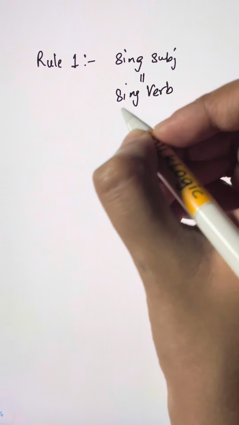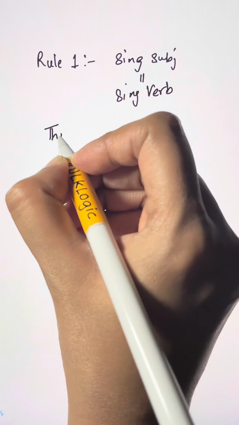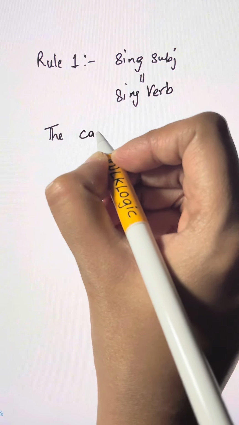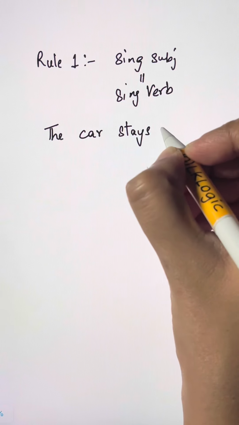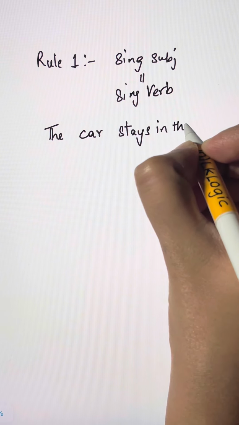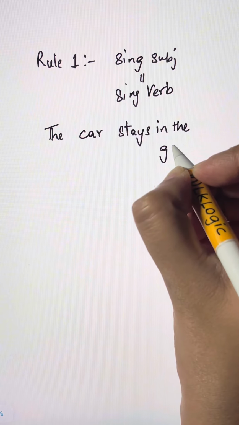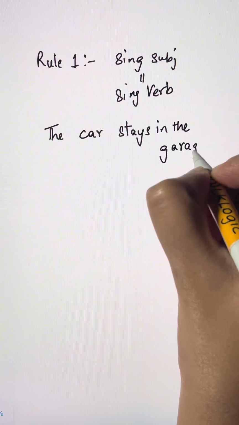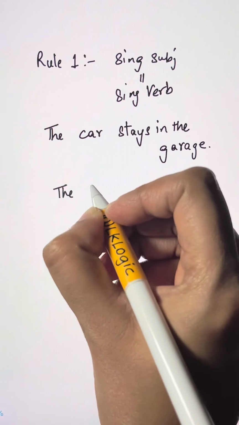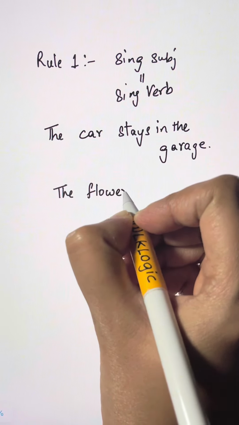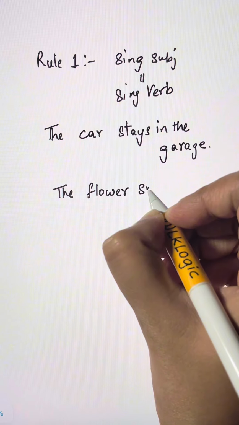For example, I'm going to take an example. The car stays in the garage. And another example, the flower smells good.